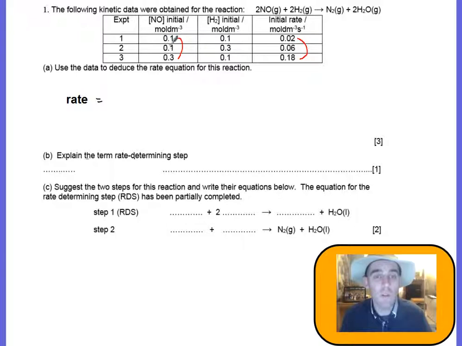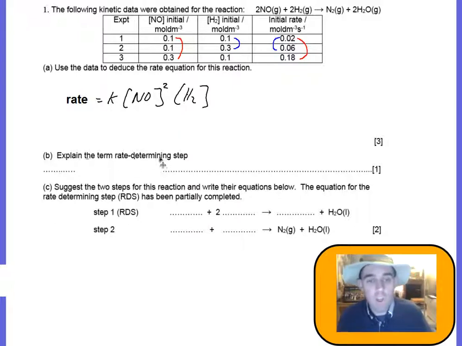Then if I want to know the order of reaction with respect to hydrogen, I look at experiments 1 and 2, NO is constant, this has been times by 3, the rate has been times by 3, so 3 to the power 1 equals 3, so it's first order with respect to hydrogen, so our rate equation can be given as such. Okay, so that's our rate equation.